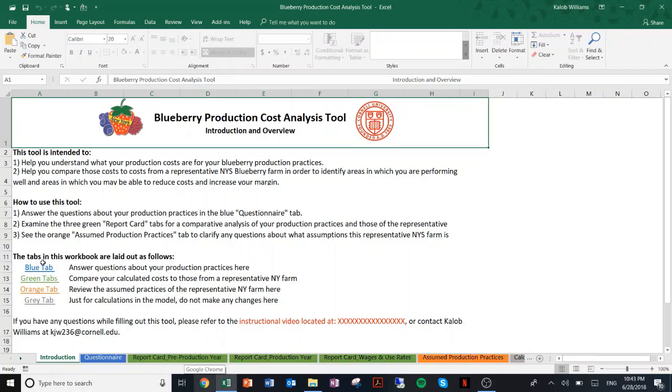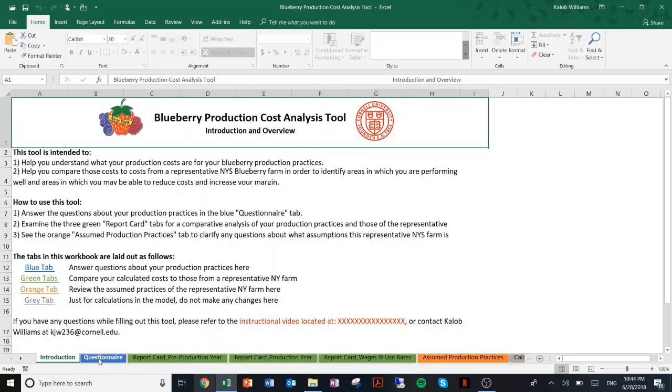So you'll see here the blue tab is where you're going to answer questions about your production practices. The green tabs will give you an analysis or a report card where you can compare your costs to the cost for a representative farm for your production year, for your pre-production year, and for your wages and use rates. The orange tab lays out the assumed production practices for this representative farm that you will be comparing your farm to. And the gray tab here is just for calculations. You're not going to need to do anything with this tab.